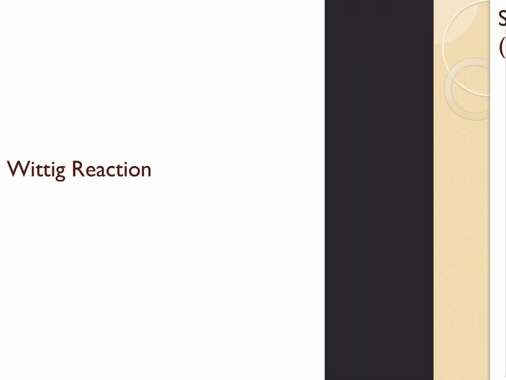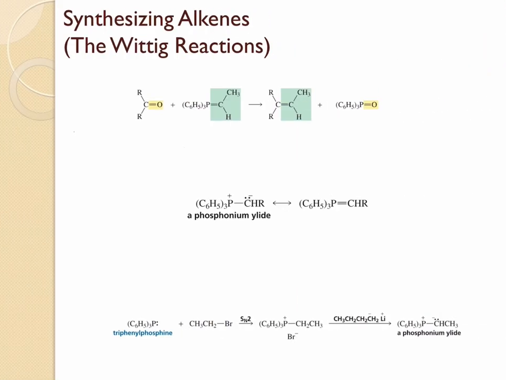Wittig reaction. Wittig reaction is one of the ways that you can synthesize alkenes. An aldehyde or ketone can react with ylides. So this is an ylide to give alkenes and phosphine oxide.